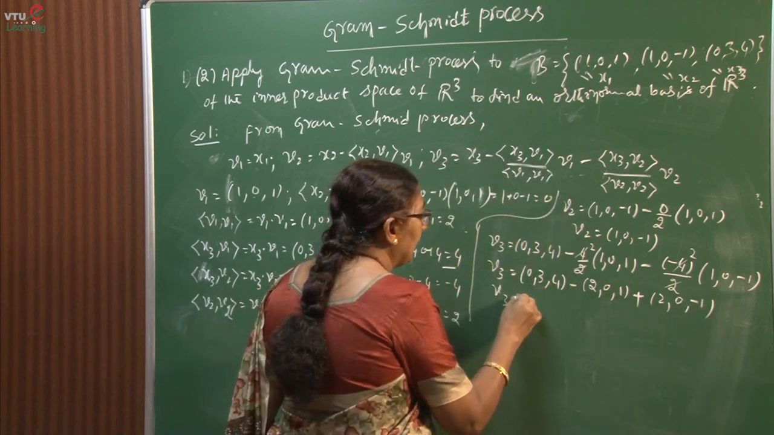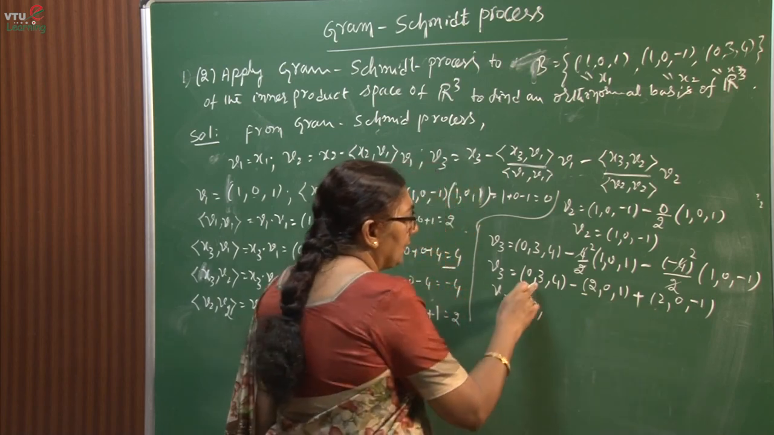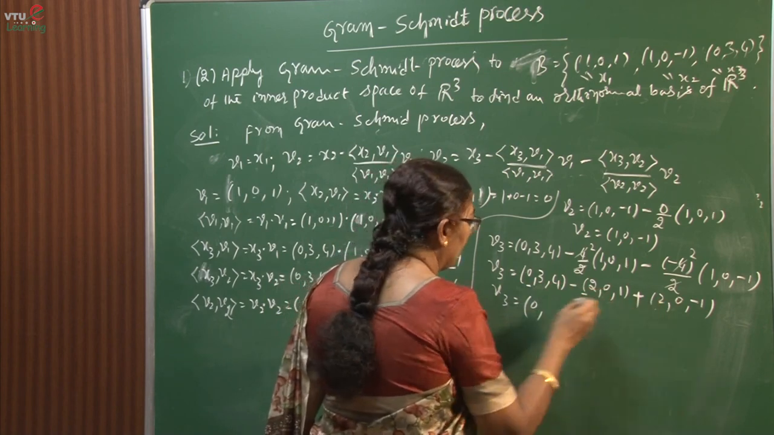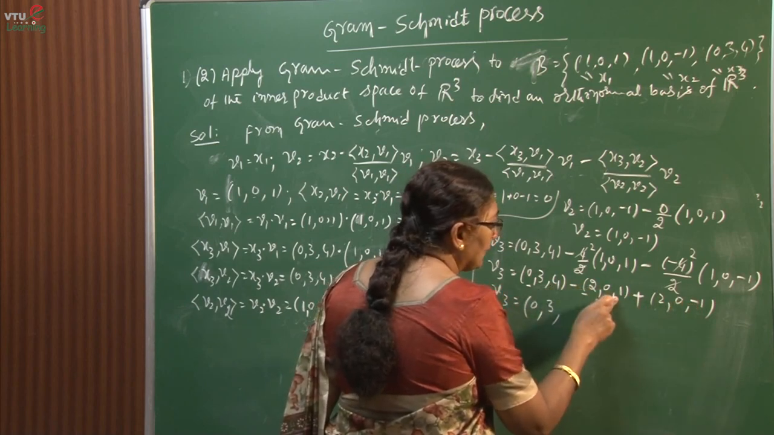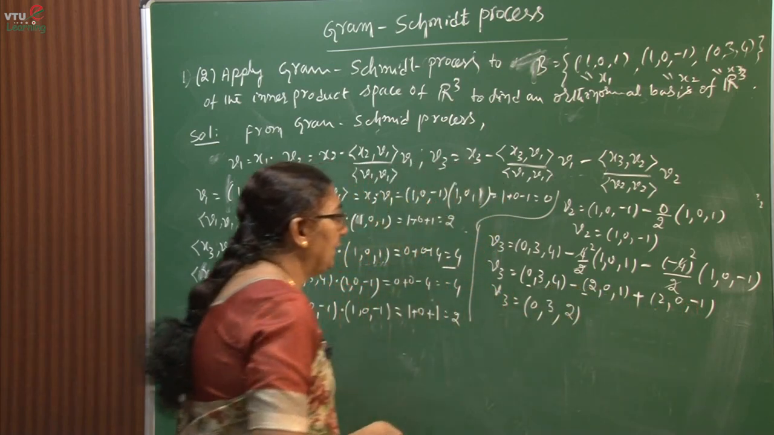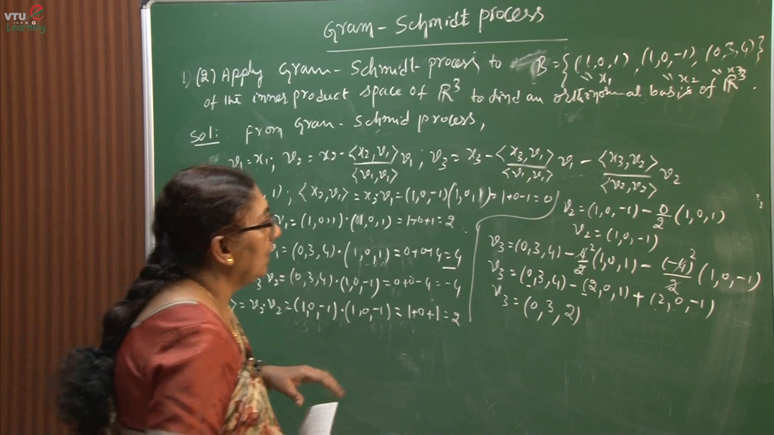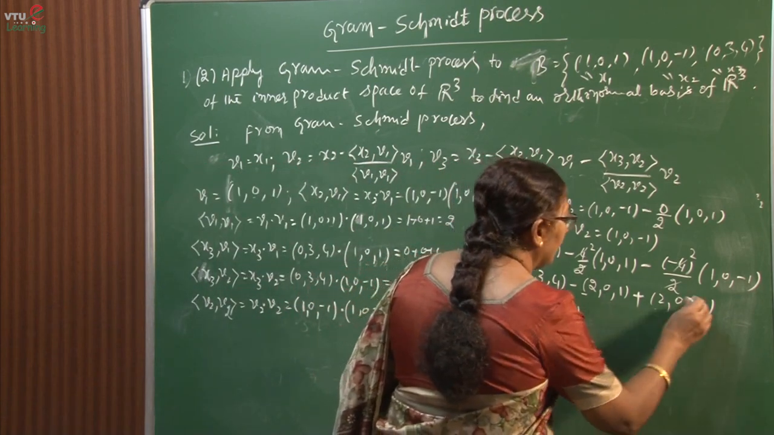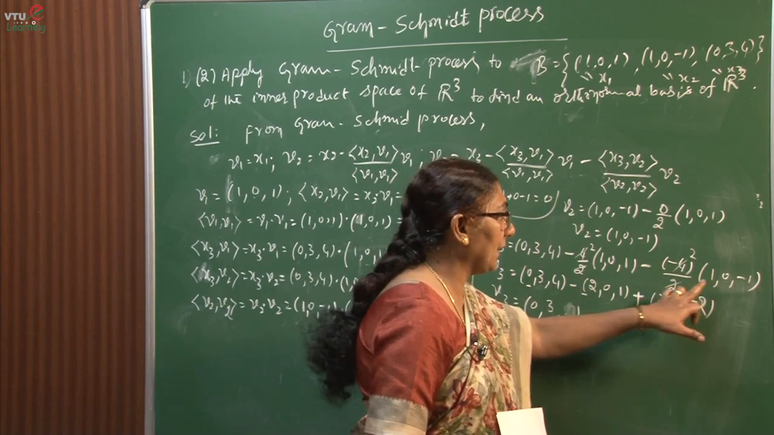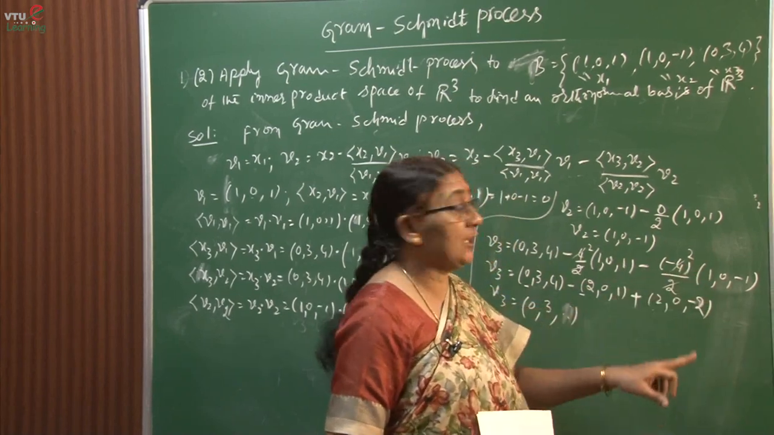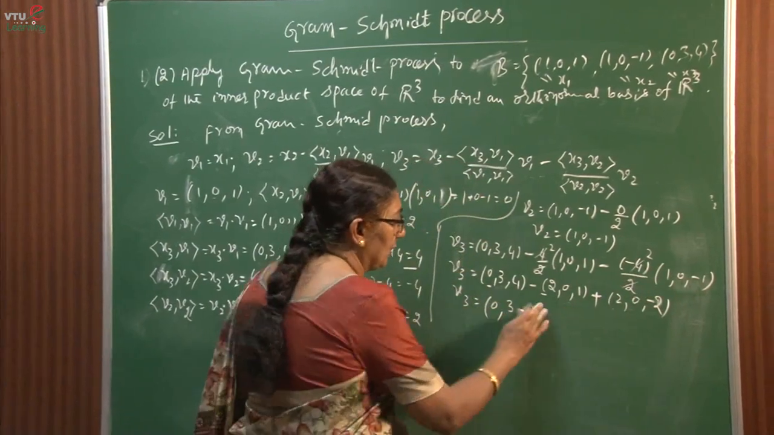Now, I have to simplify. What is V3? Add the first component: 0 minus 2 plus 2. What do we get? 0. Second component: 3 minus 0 plus 0, we get 3. Third component: 4 minus 1 plus 4 minus 1 minus 1, we get 2. Now, V3, what we get actually? Now, I did one mistake. You please make it this. Observe. Minus into minus plus 2, take 2 inside the bracket. Means I have to multiply each of the components 2, 0, 2 into minus 1, which is minus 2. I did a mistake, you please make a correction.